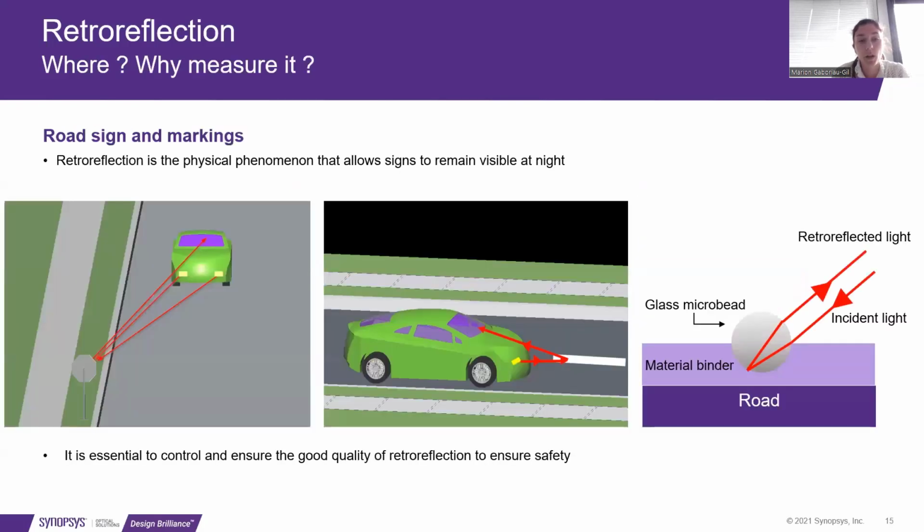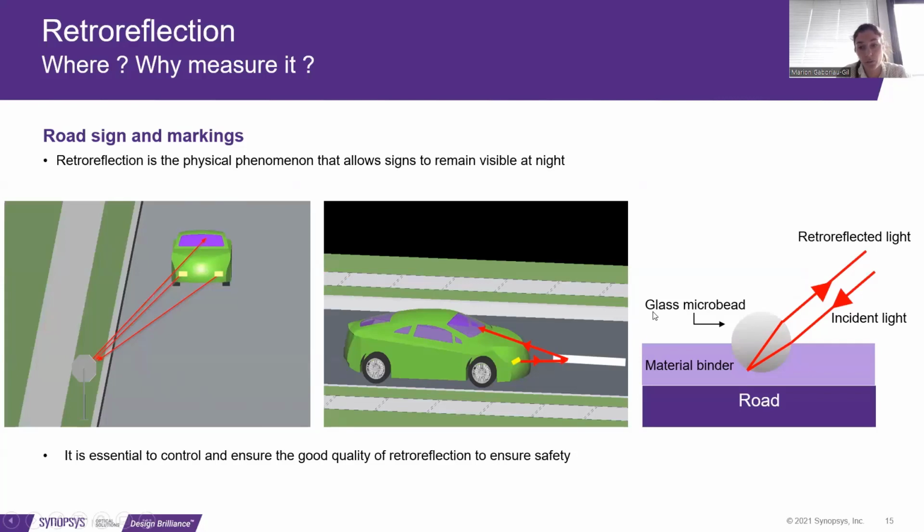Where can we find it, and why is it important to measure it? First example is on road sign and marking. In fact, retroreflection is a physical phenomenon that allows signs to remain visible at night. It's simply the ability of a sign or of a mark to reflect the headlight of an approaching vehicle, which is represented here.